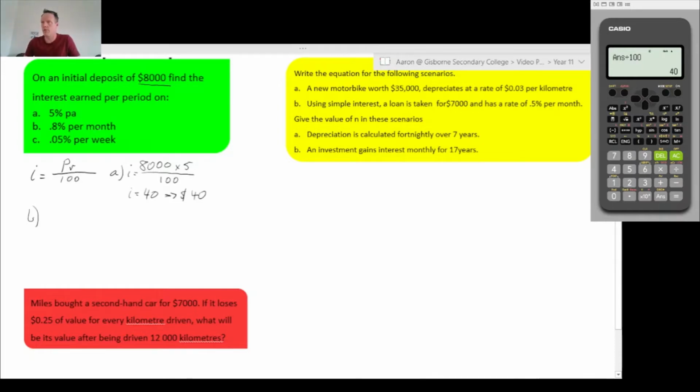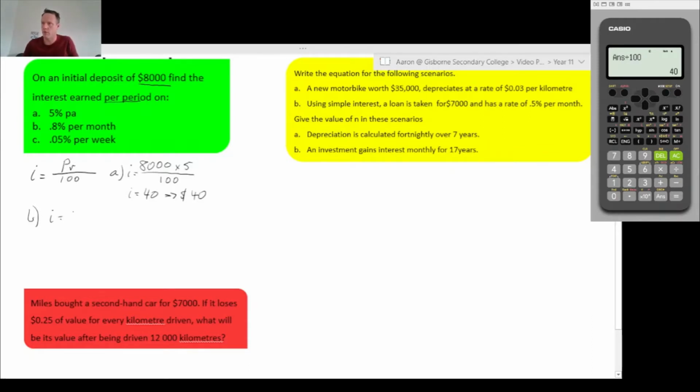All right, part B, same thing. Now, even though we've got per month here, we've got to remember we're asked to look at what's earned per period. So we're not dividing anything by 12, we're not timesing anything by 12. The period is a month, and that's 1. So all that means is we're being told how often the interest is charged, and we're going to find out what amount we earn each period.